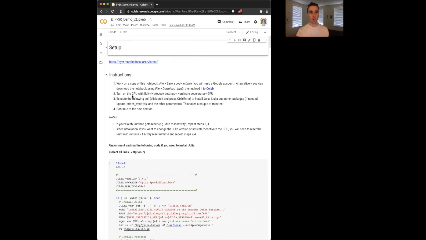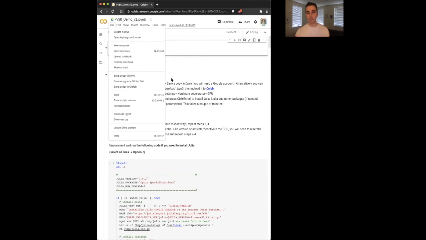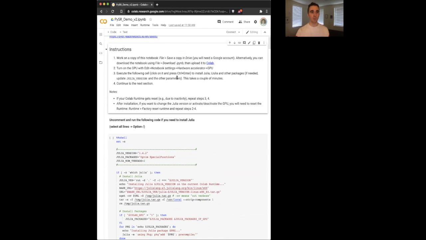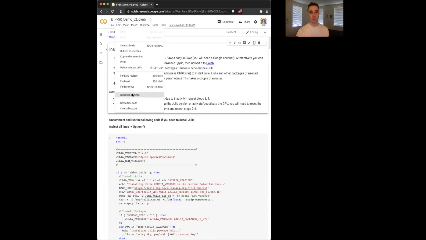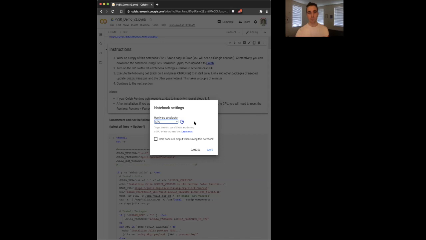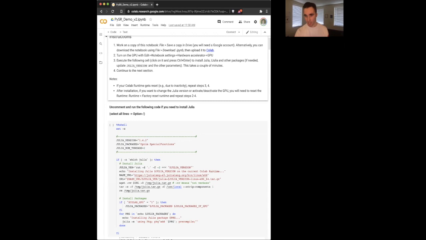The first thing you want to do is save a copy in your Google Drive, so you can play around with this later. Or you could just download it to your desktop. The next thing we want to do is turn on the GPU. We're gonna use the GPU later. So you go to notebook settings and pick the GPU. You can also get a TPU, but I haven't played around with it yet. I can't see anybody's faces, so just let me know if you can't get started or something.